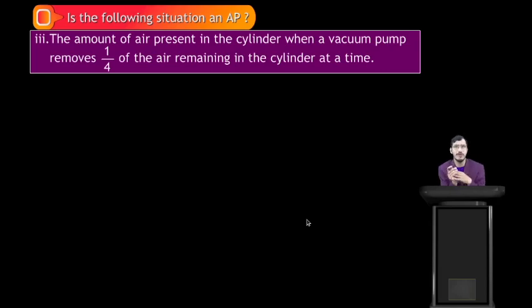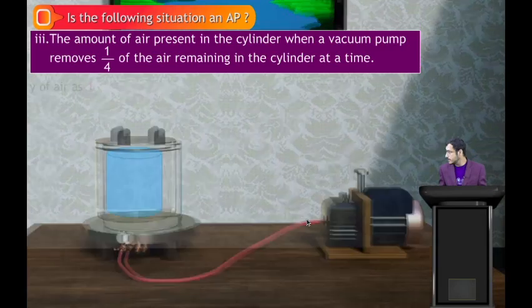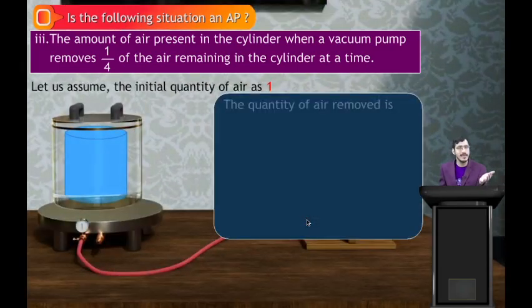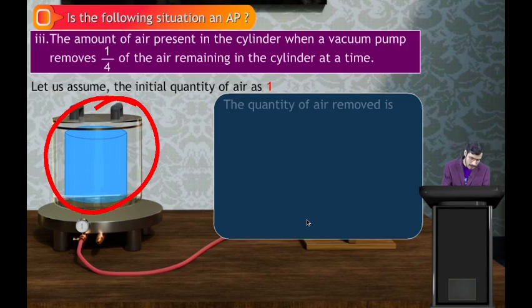Now students, is the following situation an AP? You can see the amount of air present in a cylinder when a vacuum pump removes 1/4 of the air remaining in the cylinder at a time. Let's see the situation here. Let us assume the initial quantity of air is 1.